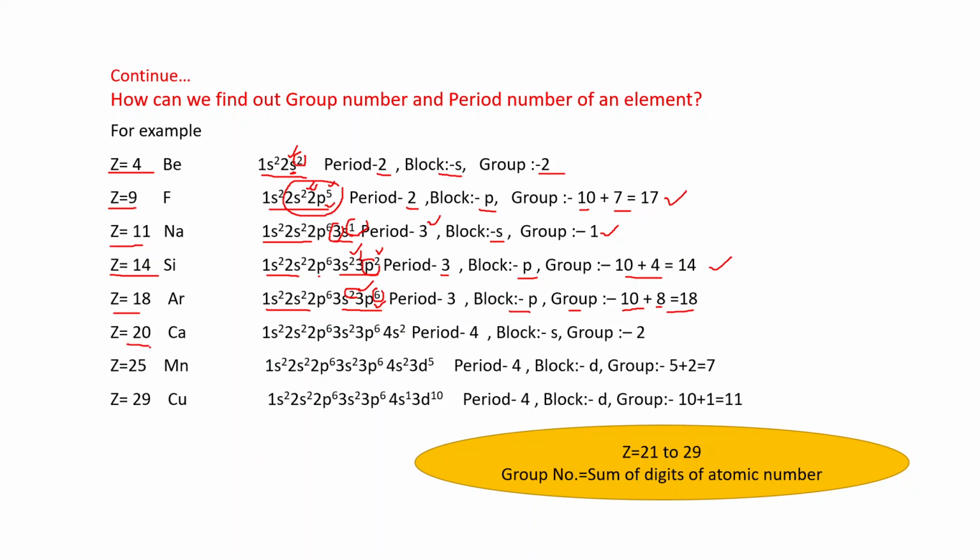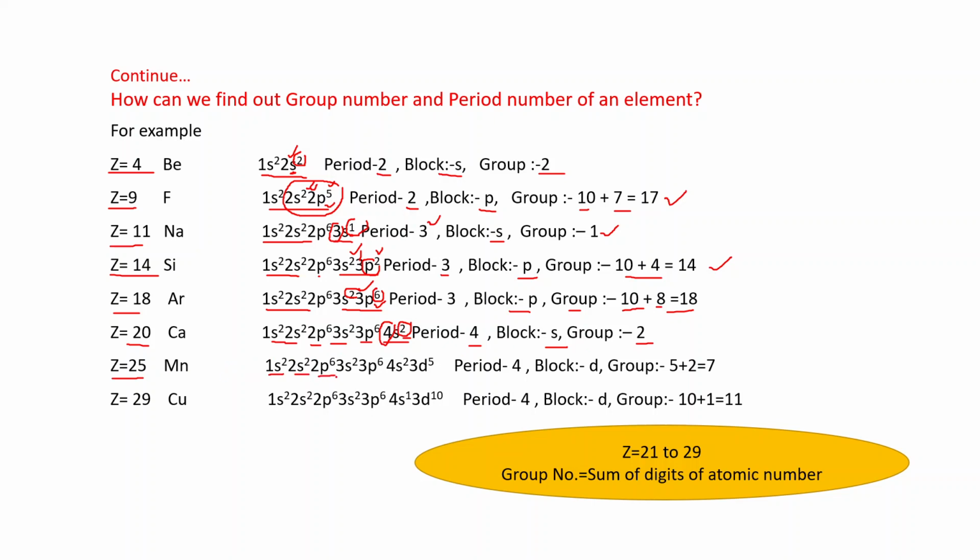Z is equal to 20: 1s2, 2s2, 2p6, 3s2, 3p6, 4s2. That's why the period is 4. The block is s, because the last electron enters the s subshell. And the group is the number of valence electrons, that is 2. Group is 2.